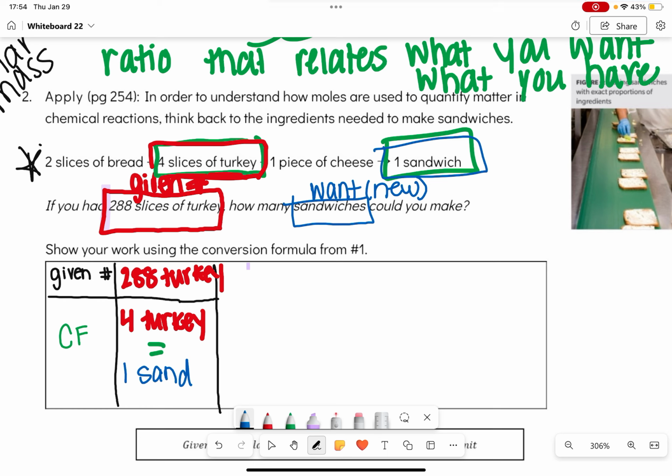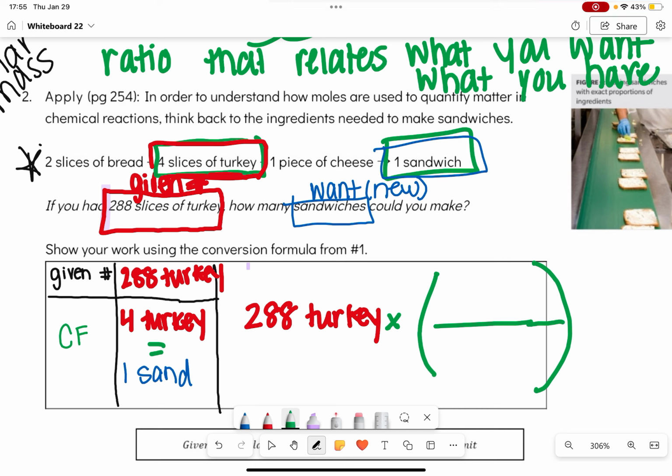So when you go to set it up, your given number always goes out front. So I am going to put 288 turkey. And it gets multiplied by my conversion factor. So in this case, 4 turkey equals 1 sandwich. Now, the color that you have out front should be the color that goes on the bottom.